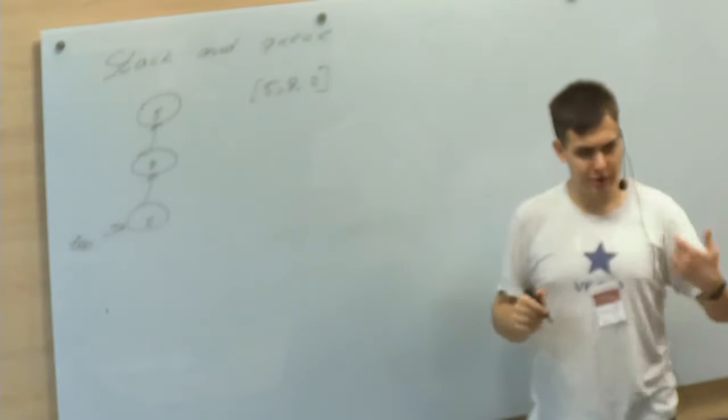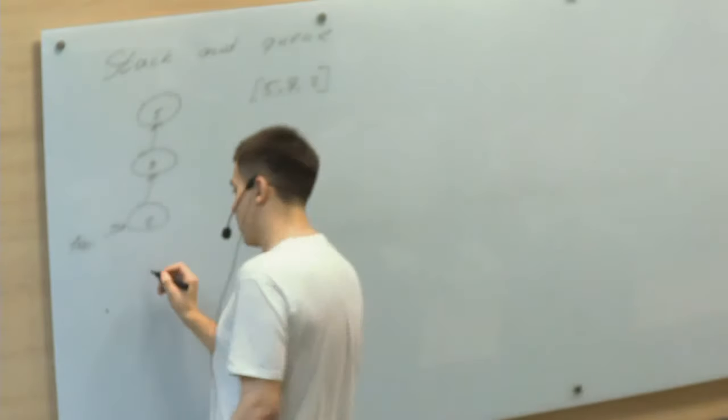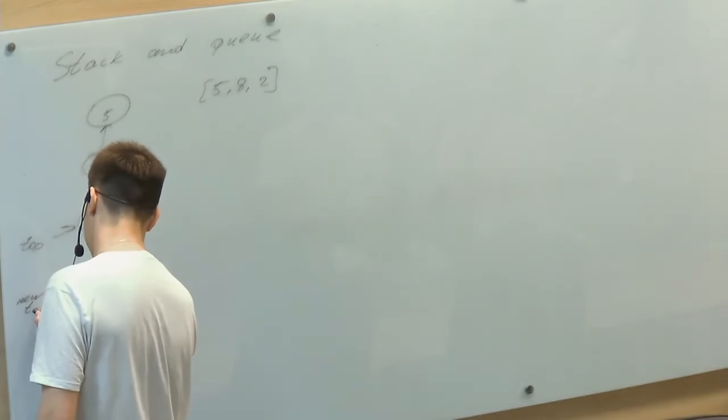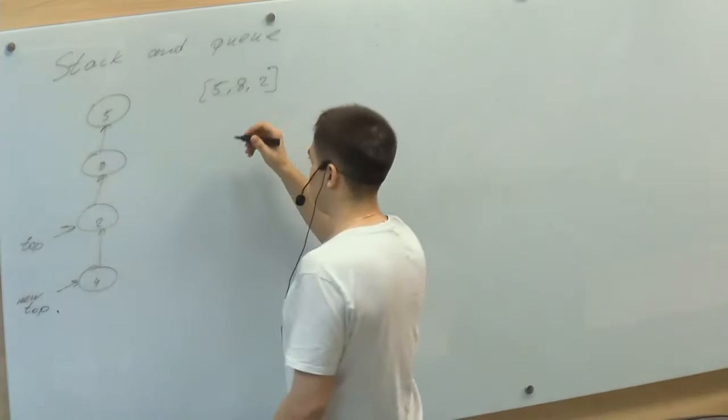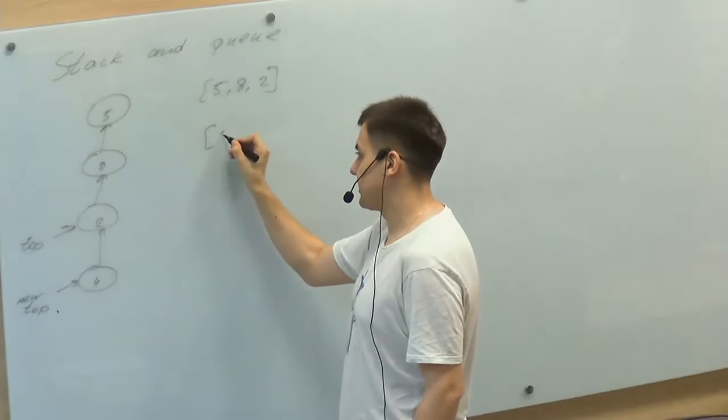So what if we want to insert one more value? Well, we create a new node, for example 4, and let it point to the old top, and this is the new top. So now we have basically two versions. This is the first version, and this is the second version.